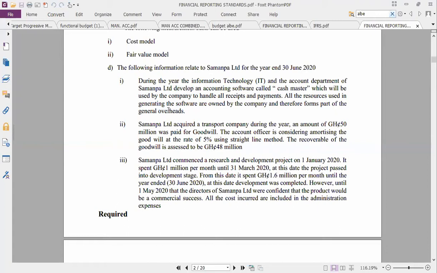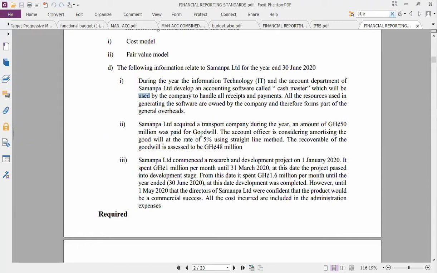If you cannot separate the cost, and here they have given us a clear indication where we cannot separate. They say all the resources used in generating the software are owned. So they use the computers of the company, they use electricity of the company, they use, in fact, facilities of the company, everything. So it will be very difficult to separate the actual cost of the software from the company's overhead. So we are done with that one. Let's go to note 2.